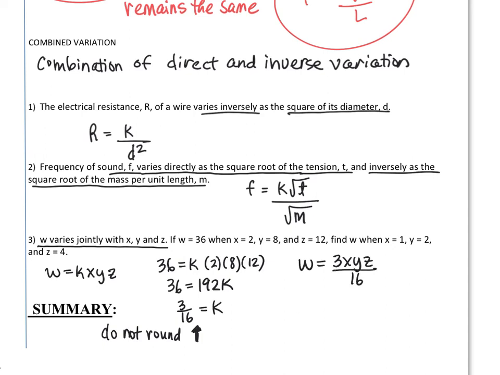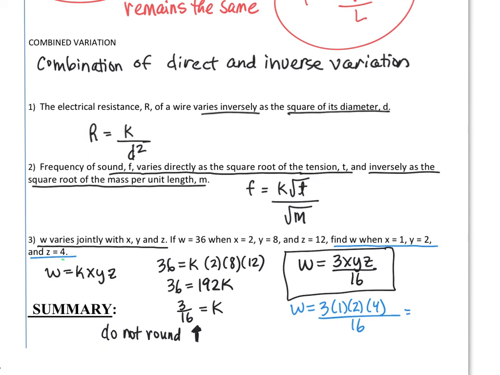So when you write it, please don't put a fraction inside a fraction on the top. That top number goes with all the things on the top. That 16 would go on the bottom with everything else on the 16. So this is my equation. I need you to be able to get to that. And then we're going to solve it. I'll change our color. We're going to find W when X is 1, Y is 2, and Z is 4. So W is equal to 3 times 1 times 2 times 4 divided by 16.